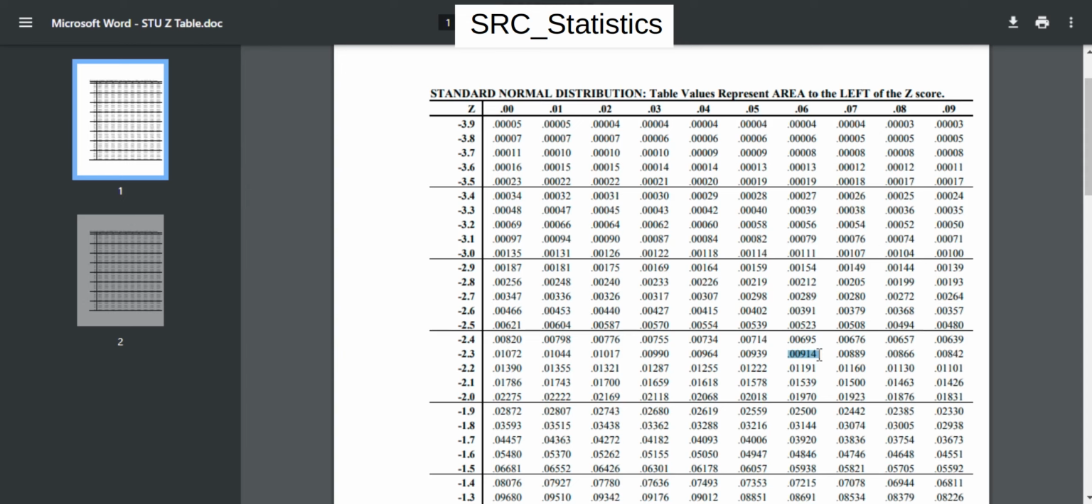Again, this probability is the same as probability Z greater than 2.36, because the Z curve is a symmetrical curve. It is symmetrical about 0. So whatever area is to the left, the same area will be to the right. Hope you understand how we find out the p-value from this Z table.